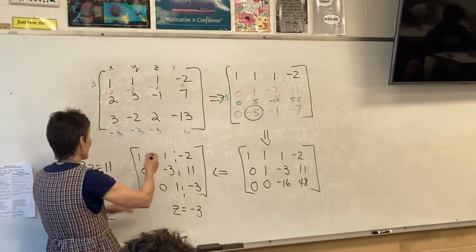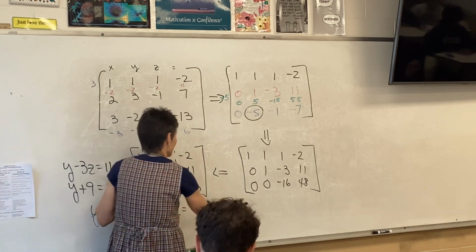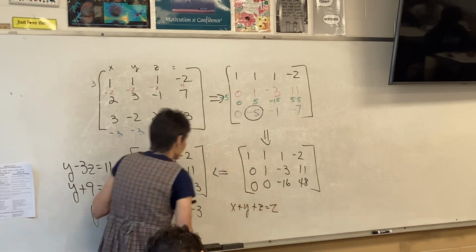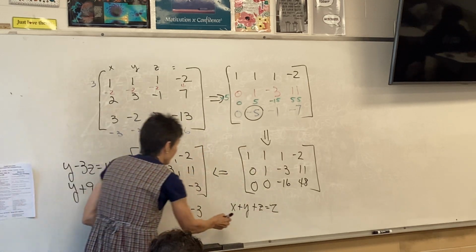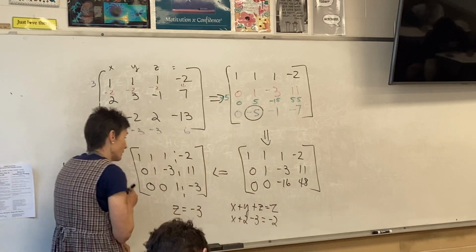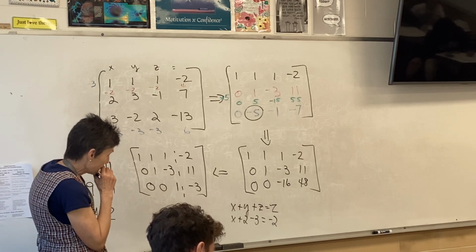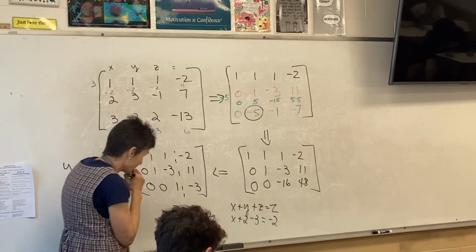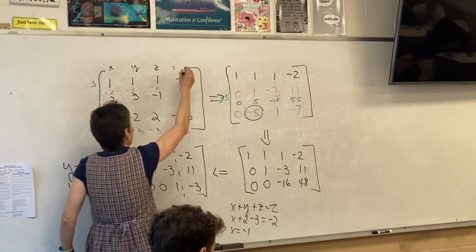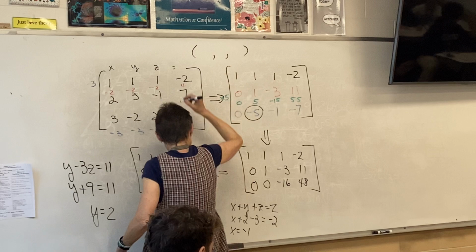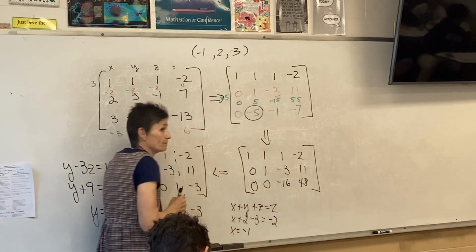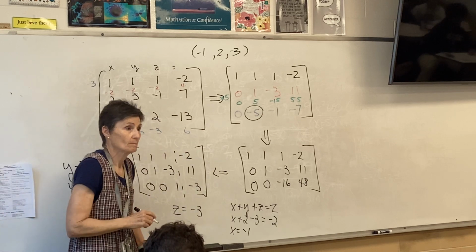And then the top row hasn't changed from the beginning of the problem. It says X plus Y plus Z is -2. So X plus 2 minus 3 is -2. So it looks like X is -1. So the answer to the problem is -1, 2, -3.